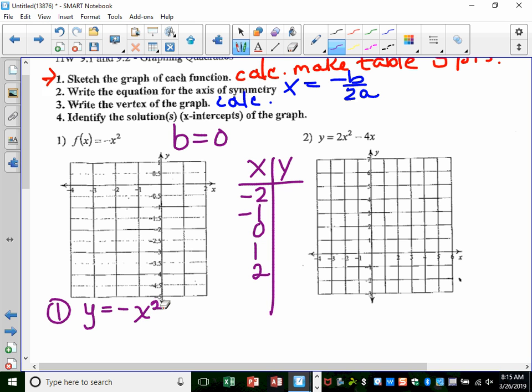All right, somebody give me some numbers here. -2 pairs up with what? -4, -1, 0, 1, and 2. Now this one I'm not going to graph, so you go ahead and plot the points. And then after that, we'll go over the rest of the 2, 3, and 4.